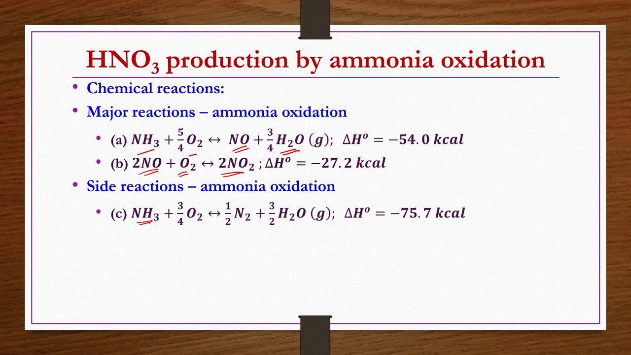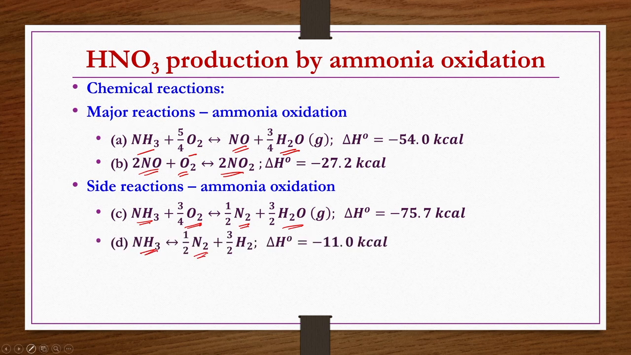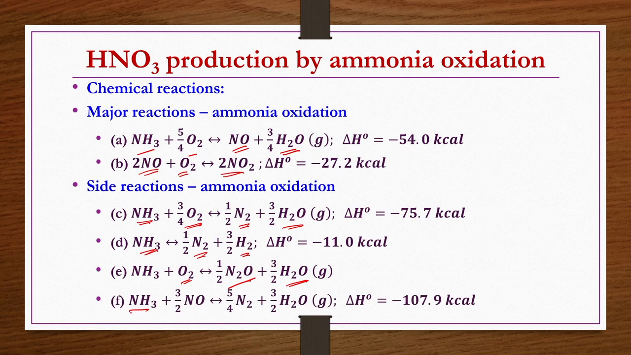Here ammonia can also be oxidized to give nitrogen and water. That depends on how many moles are required. If insufficient oxygen is there, then it is possible that it gives nitrogen and water. Then ammonia may be decomposed to its basic elements, nitrogen and hydrogen. Ammonia oxidation may also take place to give NO and water, whereas ammonia may also react with NO to give nitrogen and water.